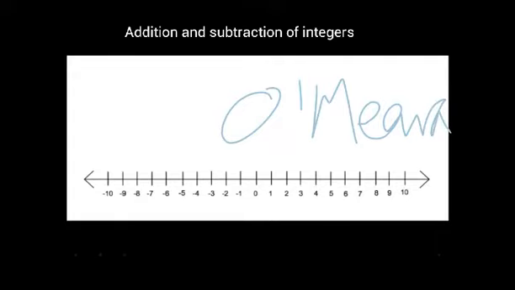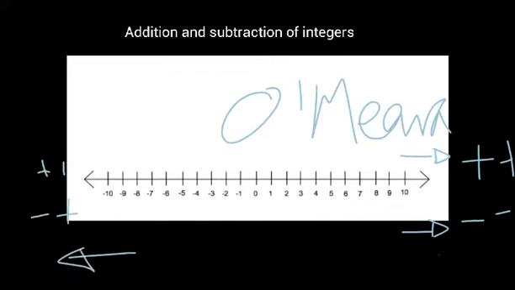So, there's some simple rules here, and I want to give you the simple rules up front. If you've got two signs that are the same, then you are going in this direction. Minus, minus, plus, plus. If your signs are mixed, then you are going in this direction on your number line.